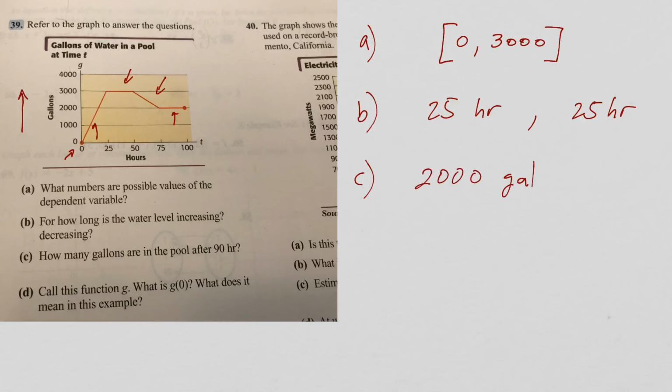And finally, part D says, call this function g. What is g of 0? Well, g of 0 is 0. What does it mean in this example? Well, it just means that there are 0 gallons of pool at the 0th hour. In other words, before you start filling in any water, you start with 0 gallons in the pool.